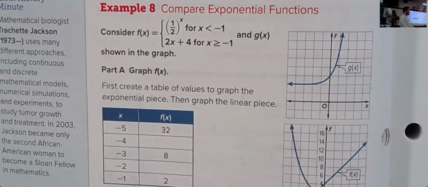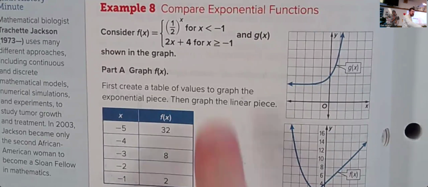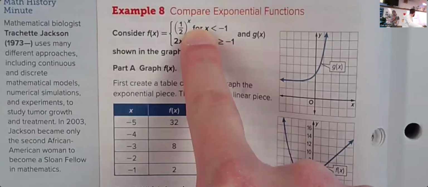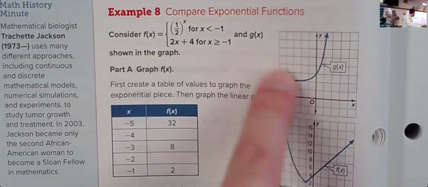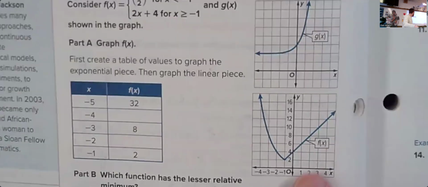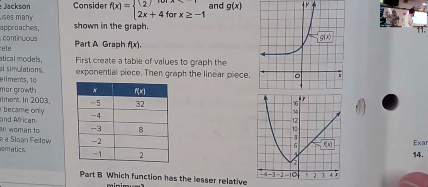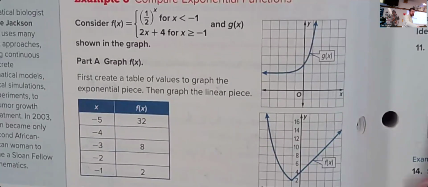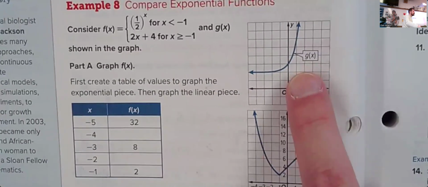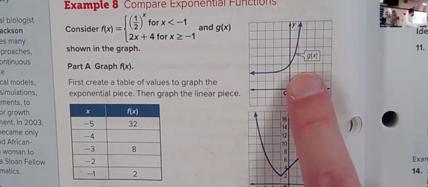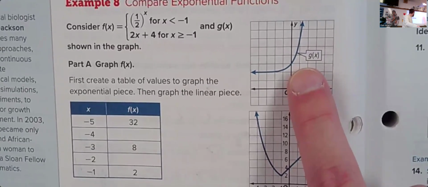So it says to compare exponential functions. Now, it says consider f of x, which is saying is this, and then g of x, which is right here. By the way, you can see which one is which. Here's f of x down here, and then here's g of x up here. So g of x, what type of function does that look like to you? Is that growth or decay? It's growth. Great. So you have an exponential growth function.